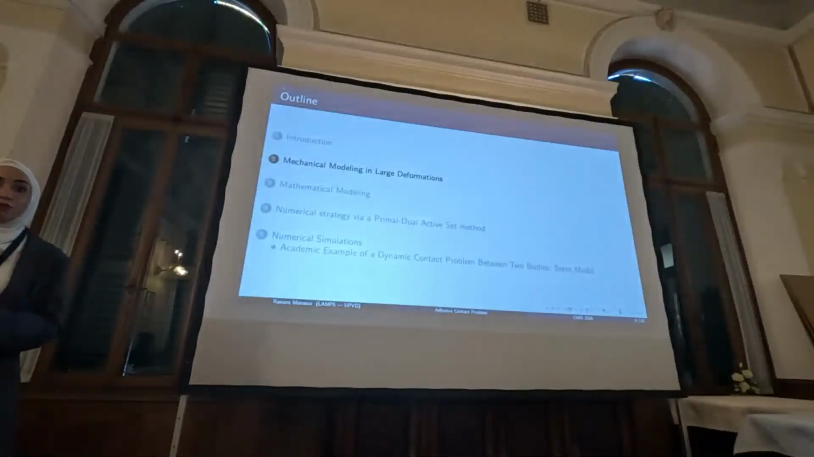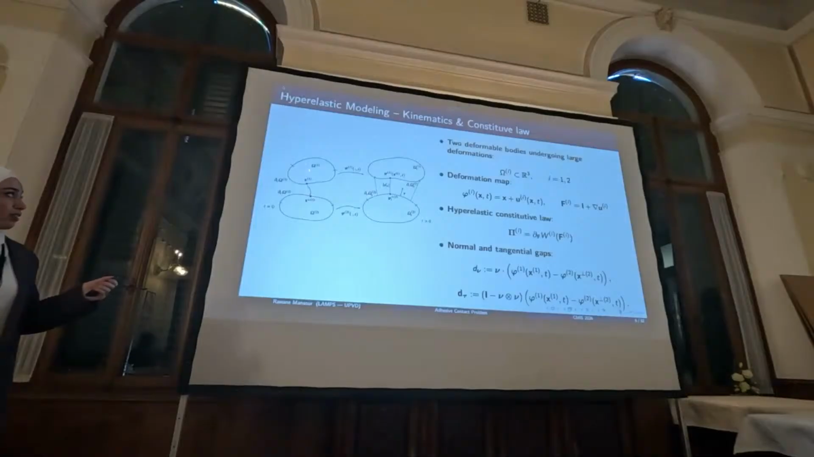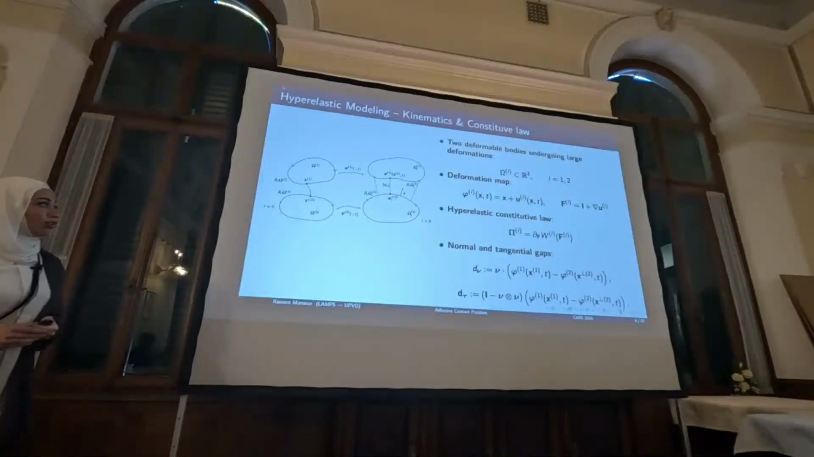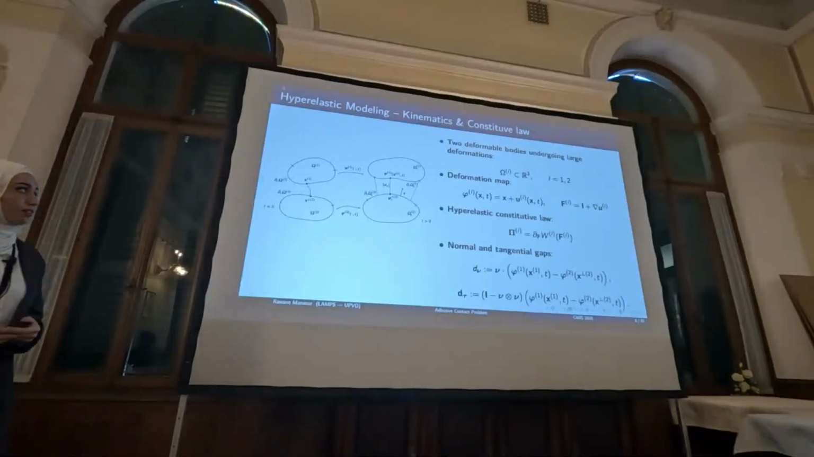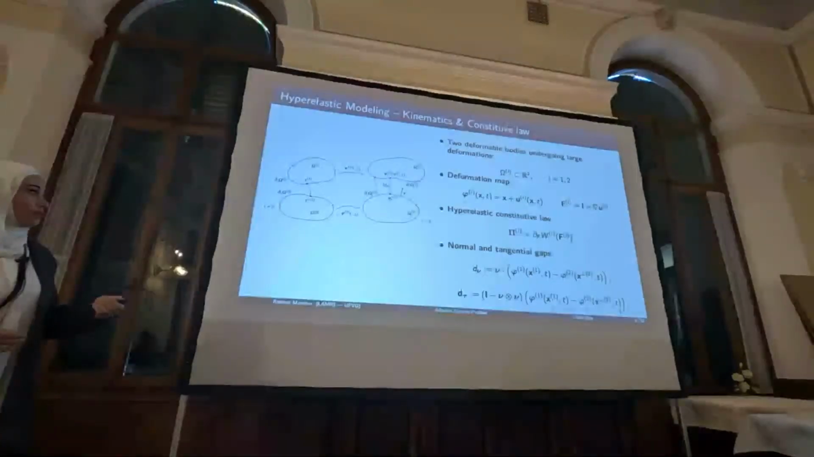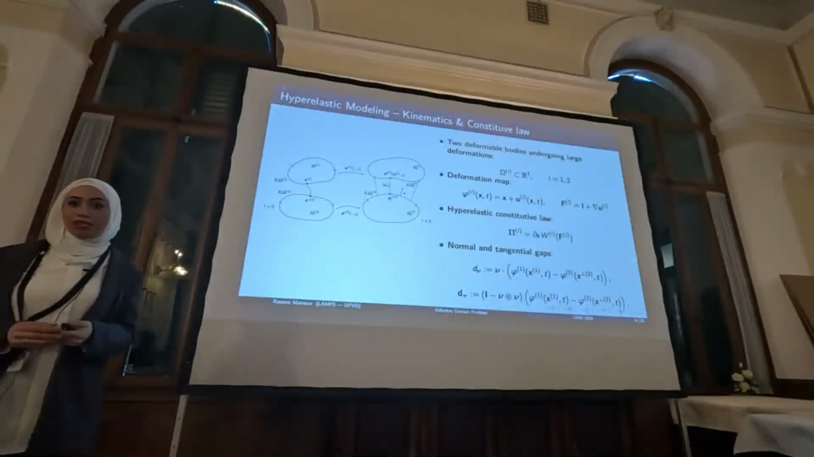To formalize this phenomenon, I will present the mechanical framework. We consider two reference bodies, Omega 1 and Omega 2 in R3 subjected to large deformation. Their current configuration is defined by a deformation map. The position for each body at time t is given by phi equal x plus u, where u represents the displacement field.